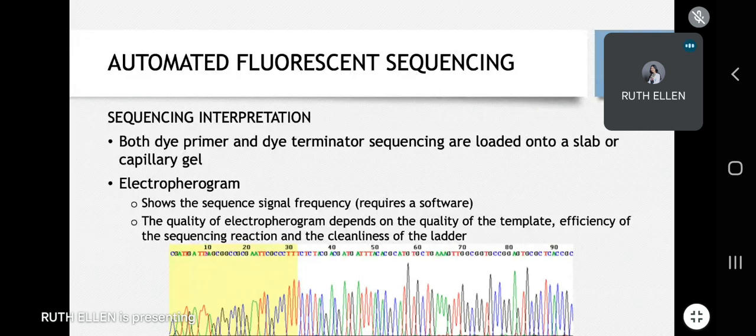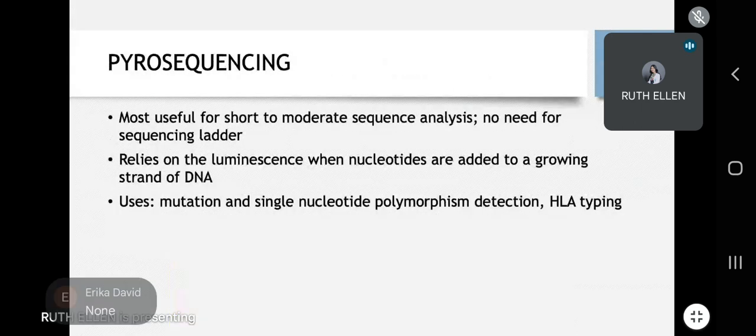So, any questions for automated fluorescence? Wala? Okay, so proceed tayo with pyrosequencing. So pahapyawin lang natin to, no?